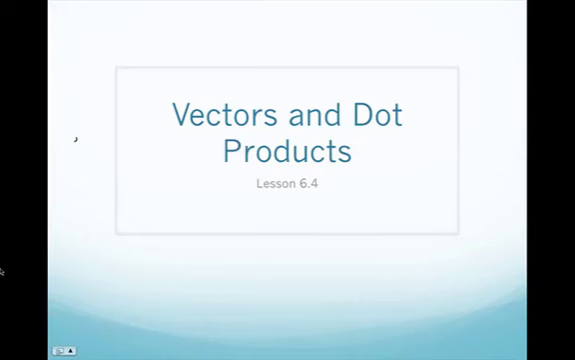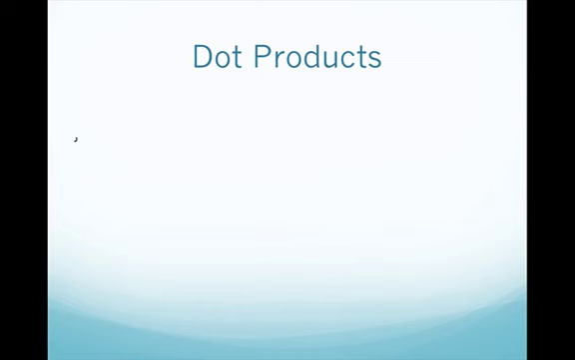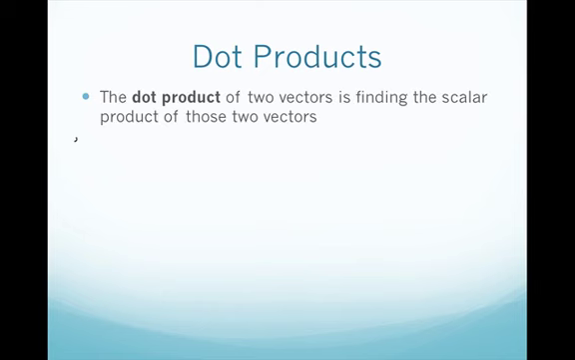Welcome to lesson 6.4. Today we're going to talk about vectors, and specifically we're going to talk about dot products. So what is a dot product? A dot product of two vectors is finding the scalar product of these two vectors. So if you remember scalar, we saw that in our vector properties where we had a scalar k times a vector u. This is just a number. So the dot product is going to result in a number, not a vector.